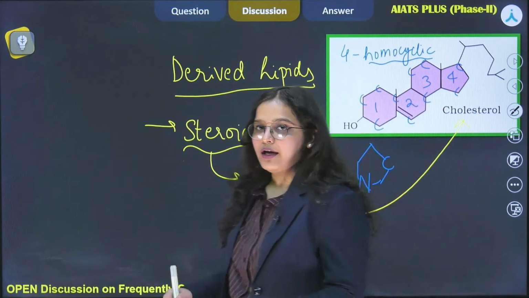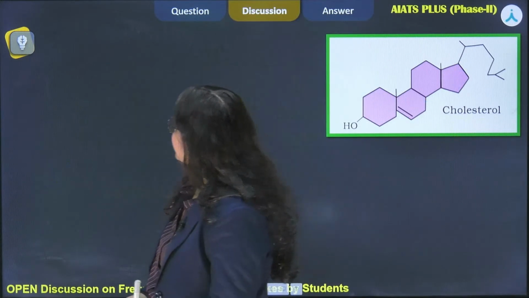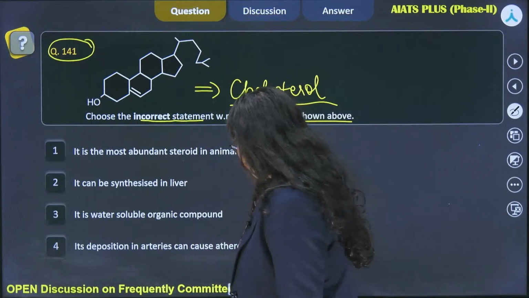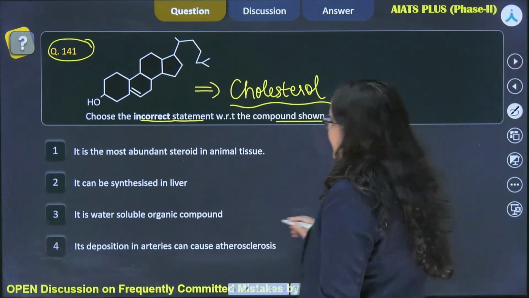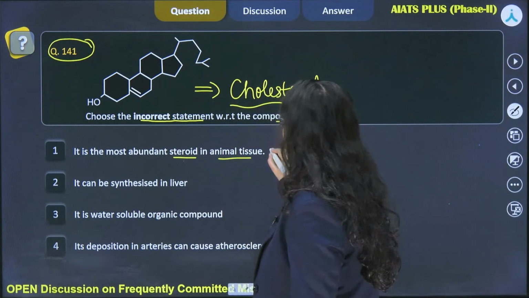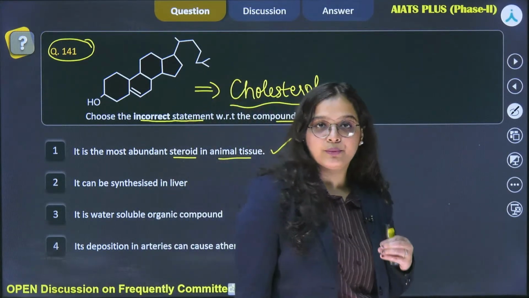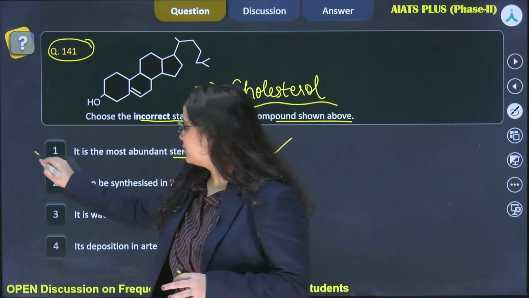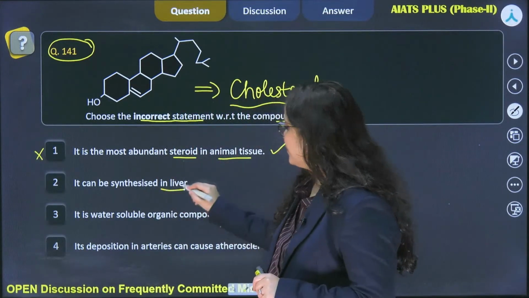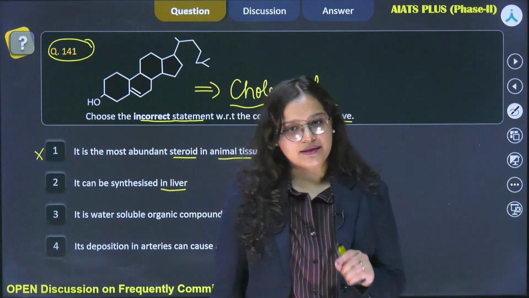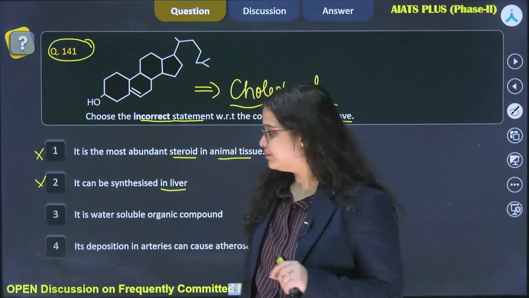And further, let's go back to our question to figure out our answer in terms of cholesterol. The first option states that it is the most abundant steroid in animal tissue, which is absolutely right. Cholesterol is also present in the plasma membrane. Secondly, it states it can be synthesized in the liver, which is also true, as cholesterol is synthesized in the liver. Therefore, option 2 cannot be the right answer, as it is a correct option.